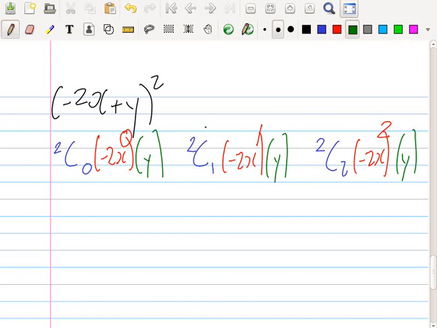And then the y will have to be descending. So yes, 2, 1, and 0. And then you stick in your pluses and you got the answer. So that would be y squared minus 4xy plus y squared.